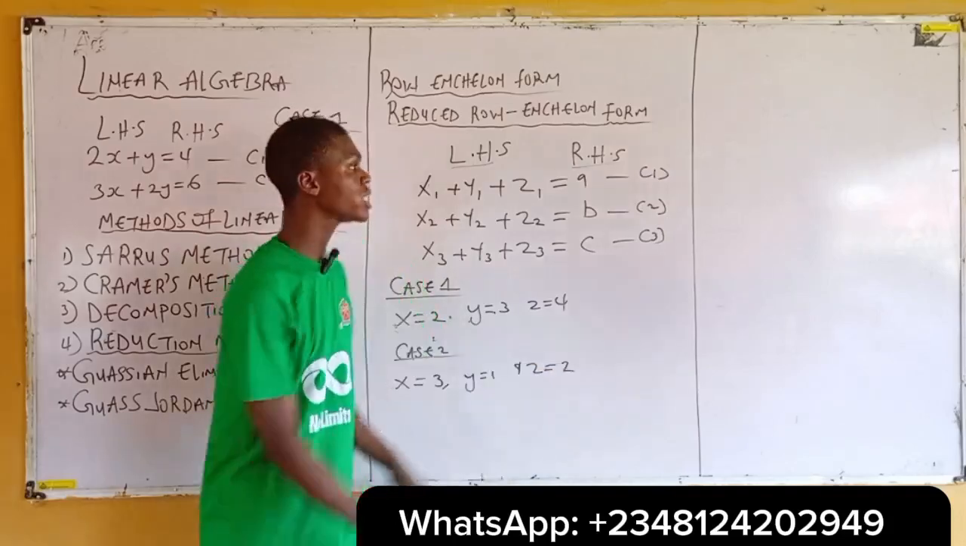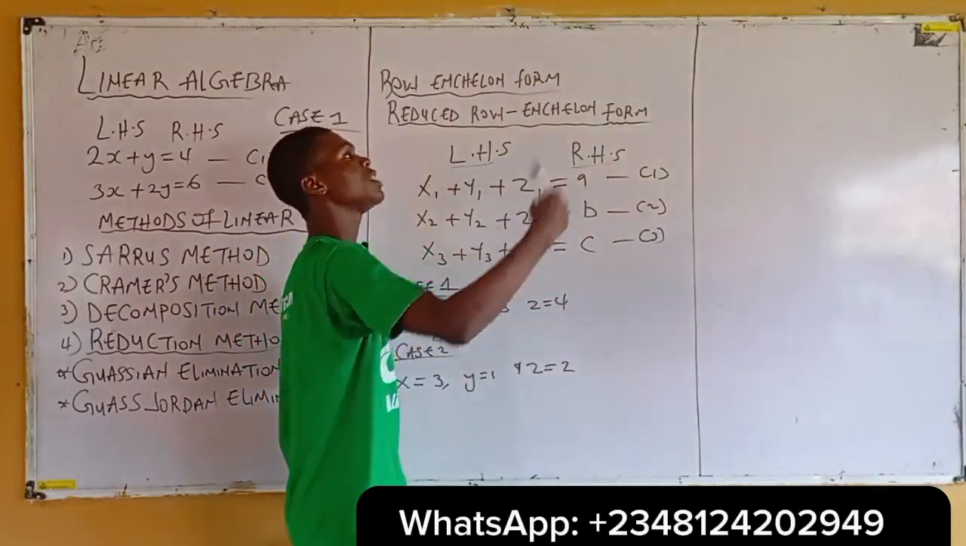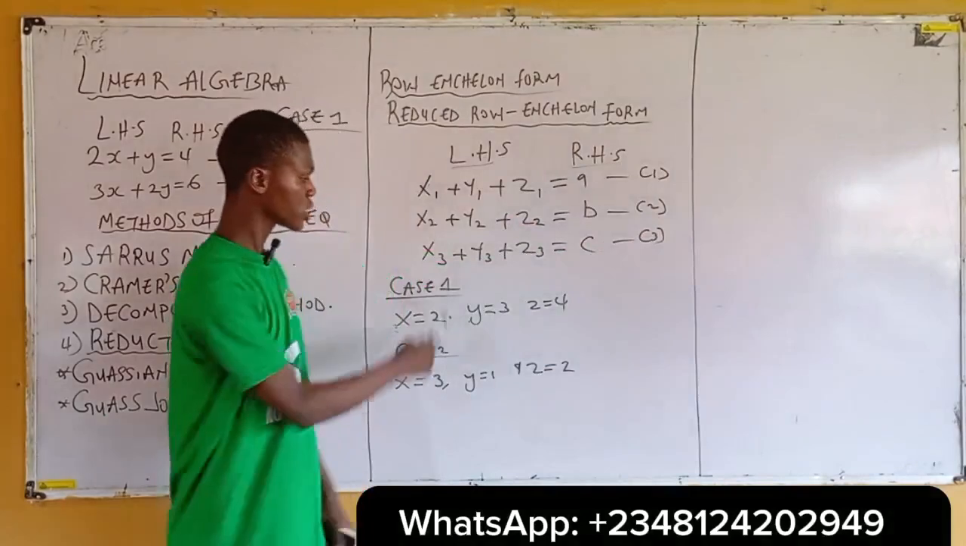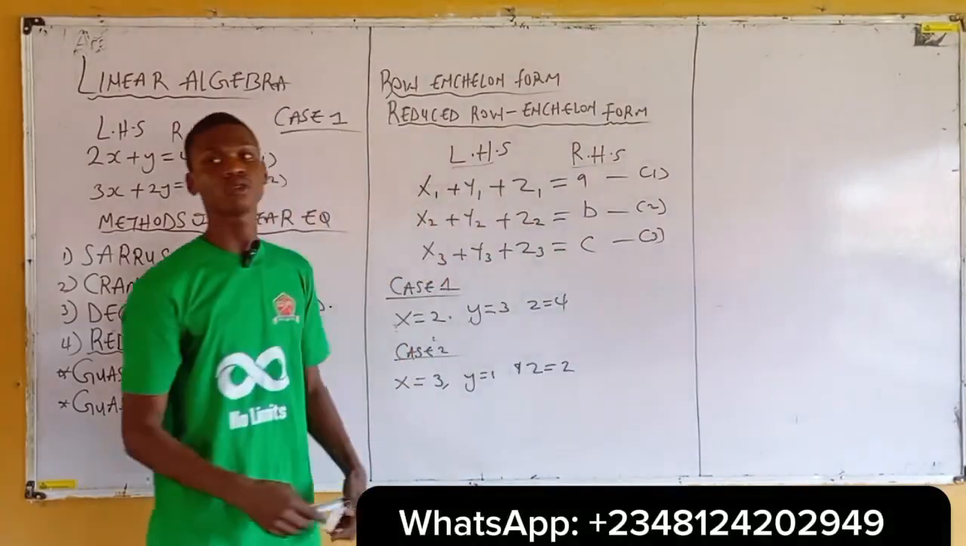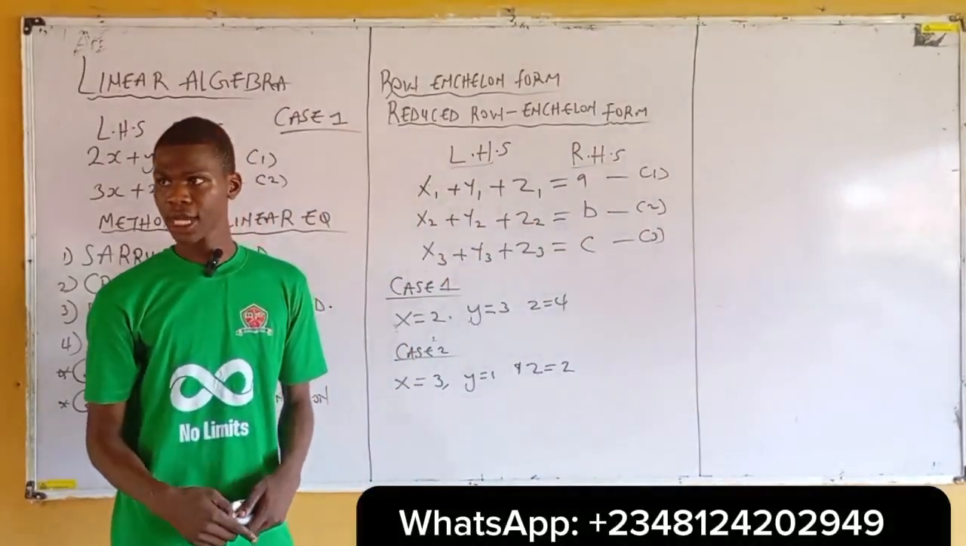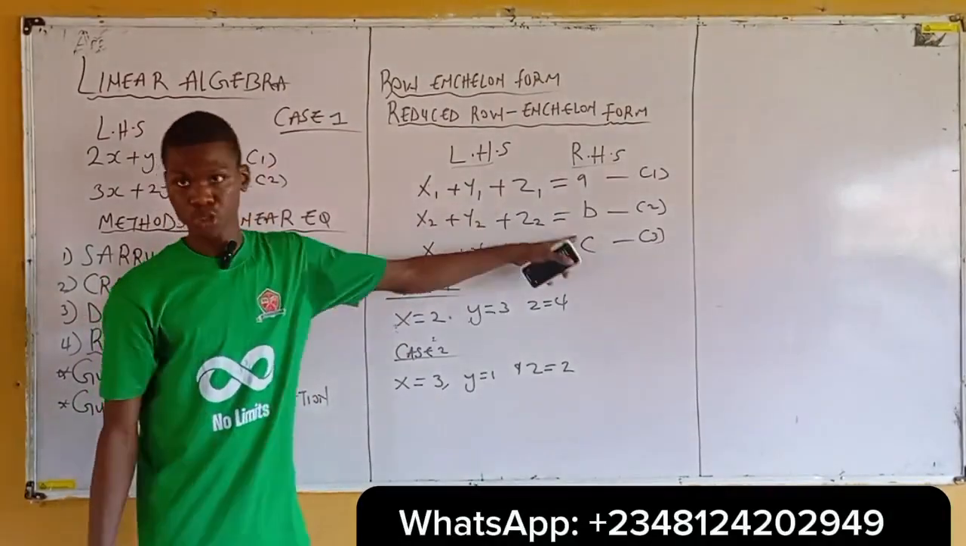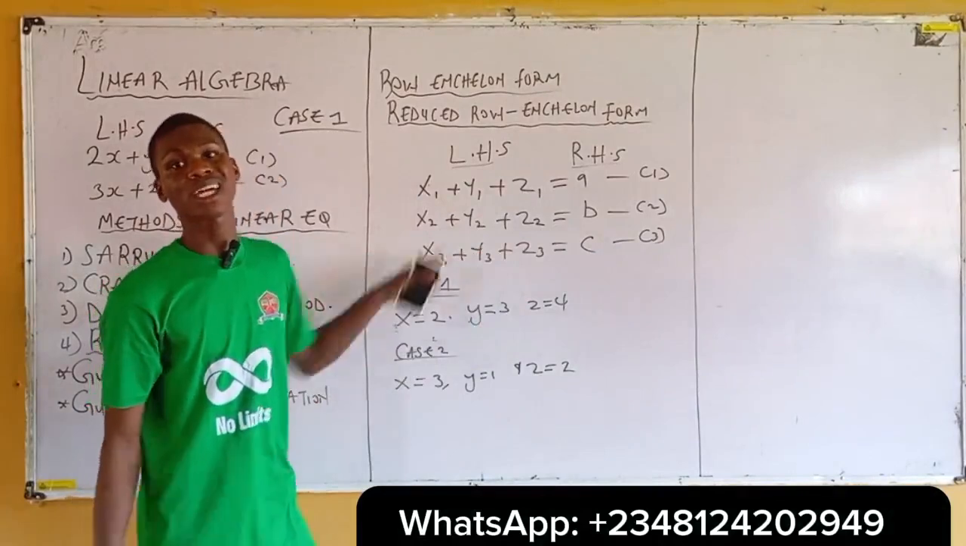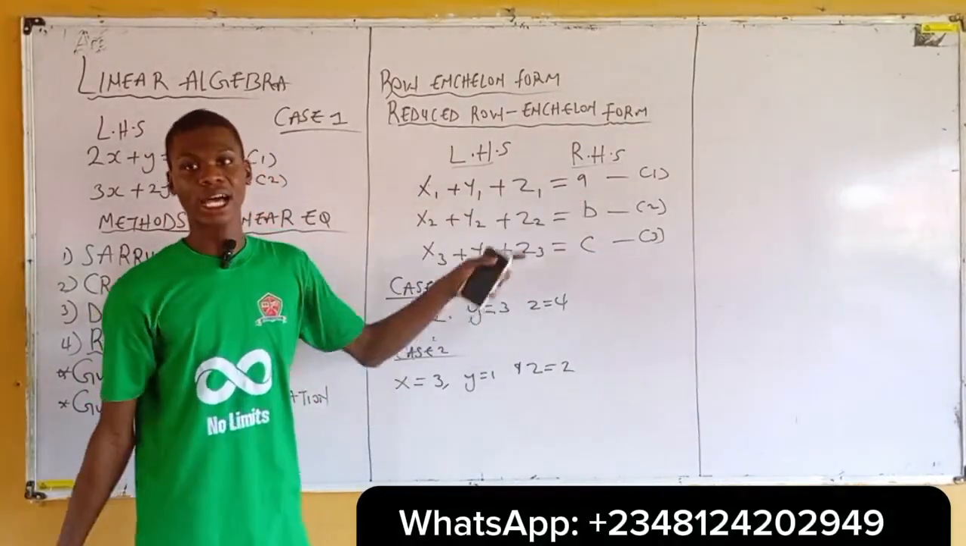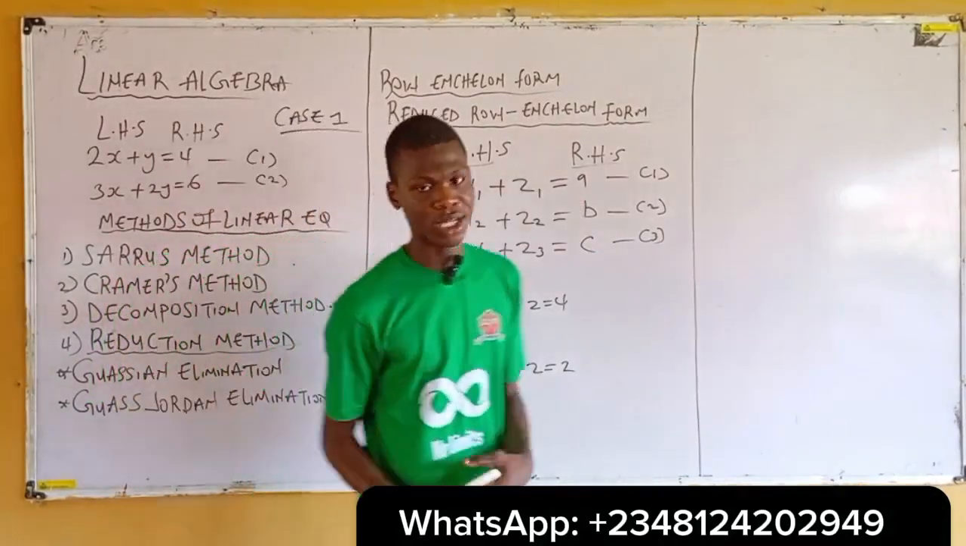But for this same equation, let's say you have another system of linear equations. Do you know that both case 1 and case 2 can satisfy this equation at the same time? Are you getting the idea? Meaning when x equals 2 can satisfy this equation, when x equals 3 can also satisfy, and similarly for y and z. So you get to understand better, don't worry.